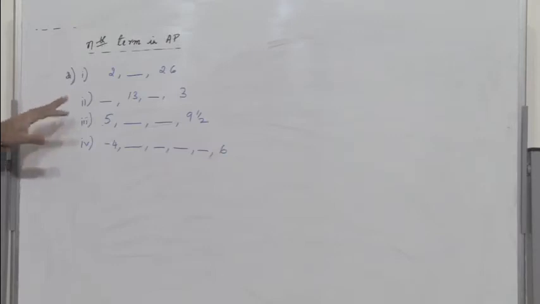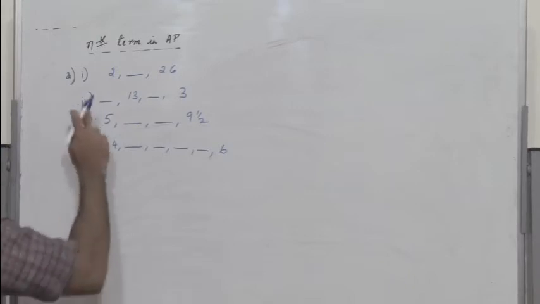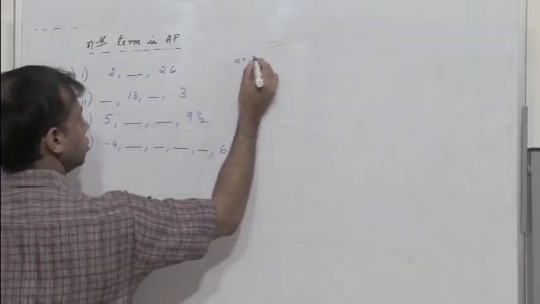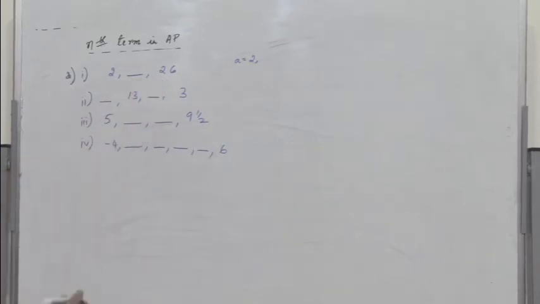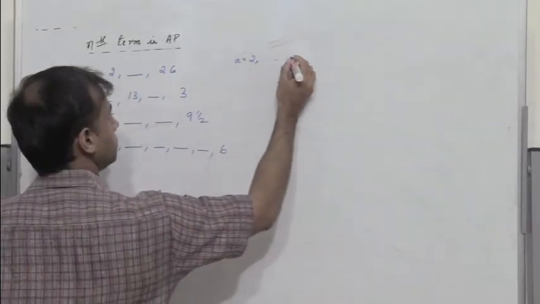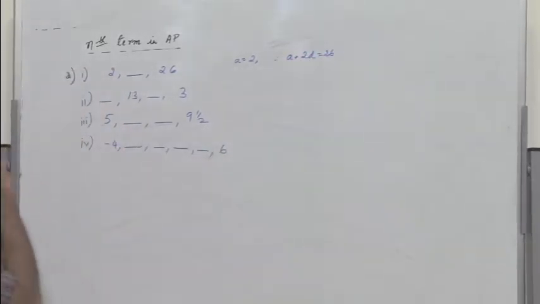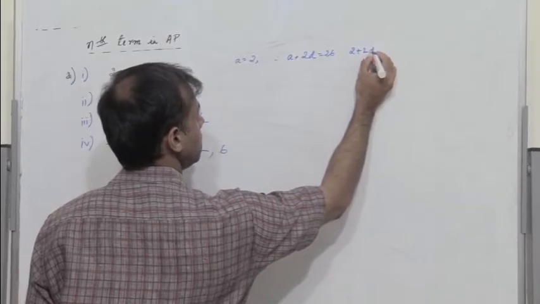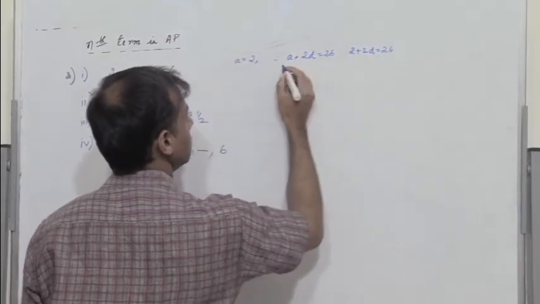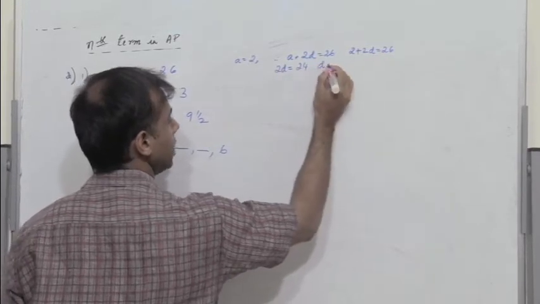So problem 3, we need to find the missing terms. So here I need to find the second term. So I have A, which is 2. This is A plus D. This is A plus 2D. So therefore, A plus 2D equals 26. And we know that A is equal to 2. So therefore, I have 2 plus 2D equals 26, or 2D equals 26 minus 2 is 24, or D is 12.